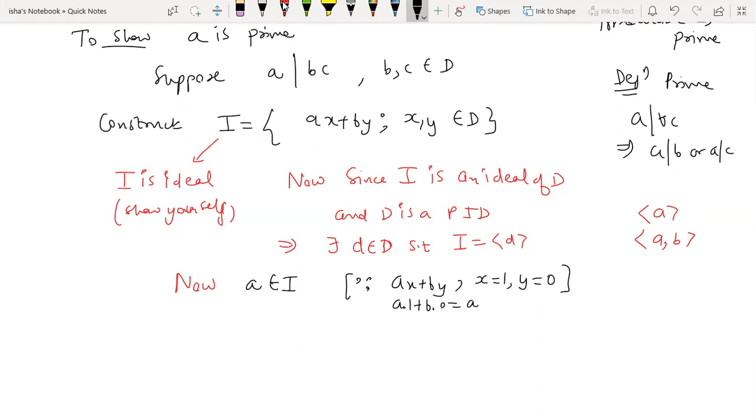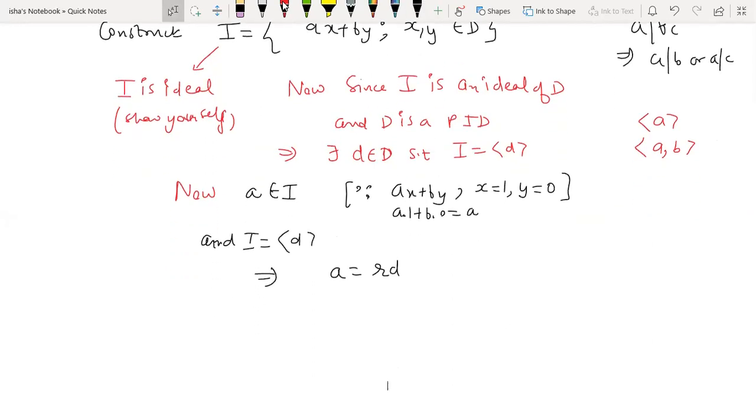Now A belongs to the ideal and I is generated by the element d, it implies A is r into d. It should be some multiple of d, because that's how the elements of a principal ideal look. So A is r into d. Now we'll use the property that A is irreducible. Yes. Who is going to tell me the next step?